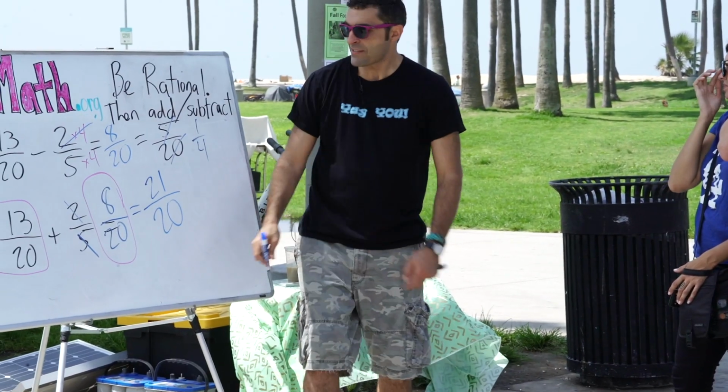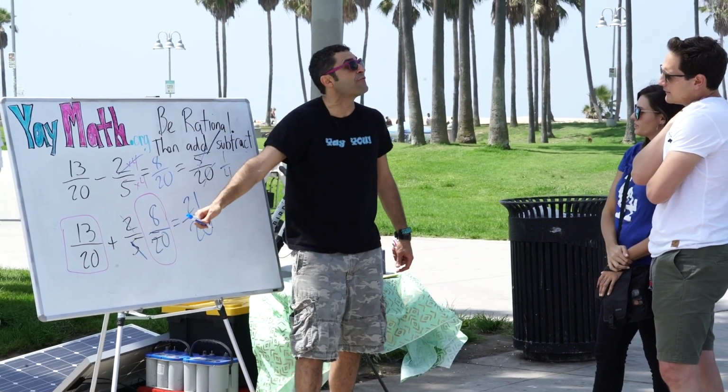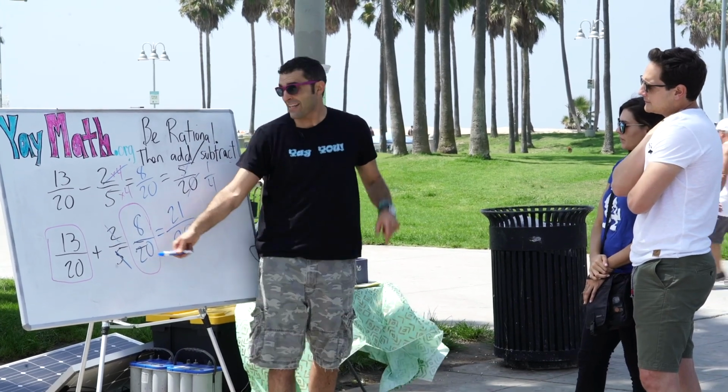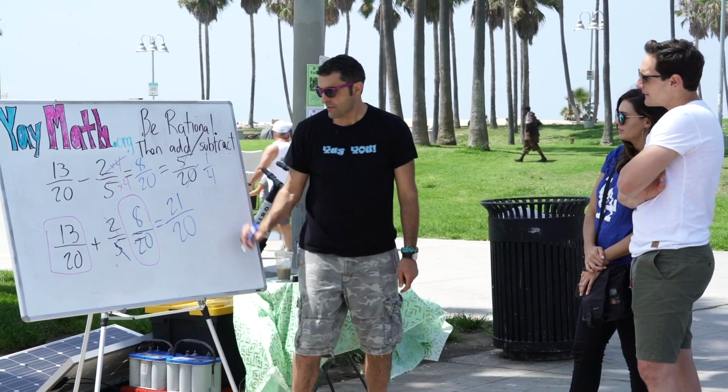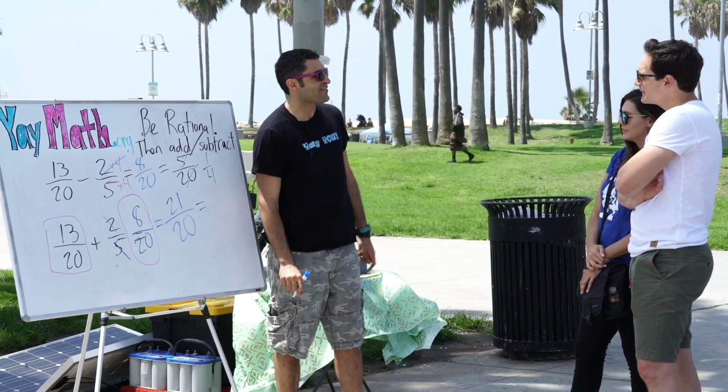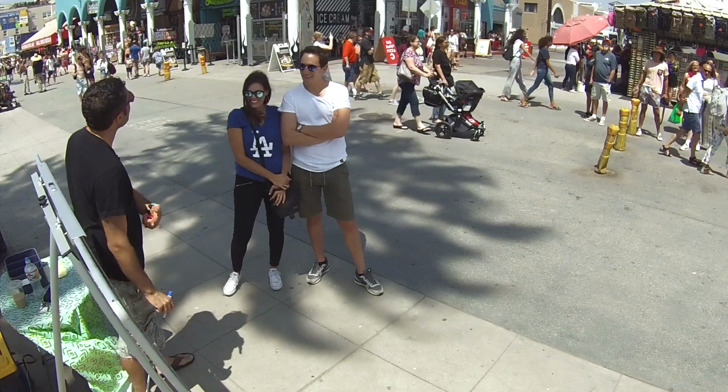Again, I want to address a common mistake. Sometimes people think that the 20 needs to change, like 40 or something. It's not. We're adding the same type of thing, right? 13 of something plus 8 of something is 21 of something. And then LJ, this one's yours, right? Your old friend. We're going to turn this into mixed.